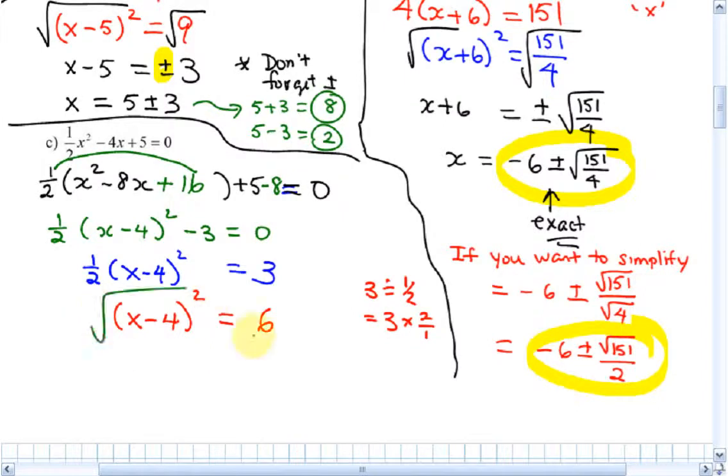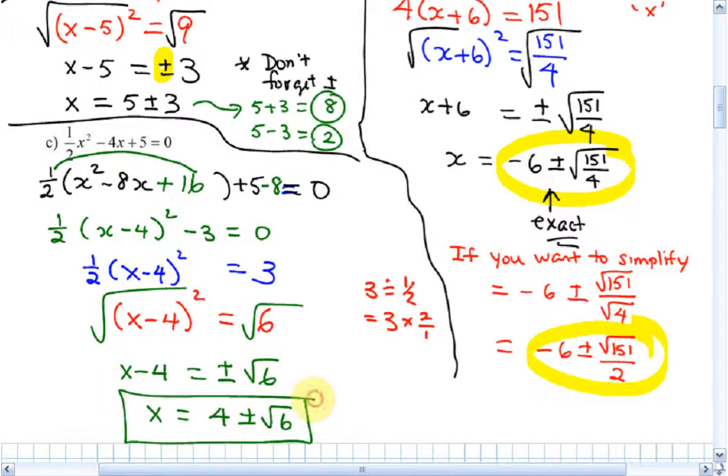Square root. Don't forget the plus or minus. And your last step would be to move the 4 over. If you got this as your answer, bravo. You understand all the steps. Ladies and gentlemen, that's the skill behind doing this. You've learned now how to solve these questions by completing the square.